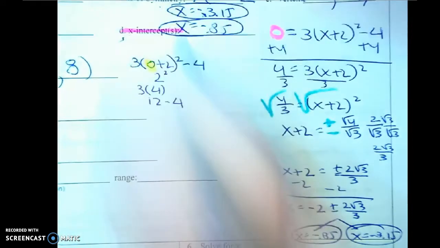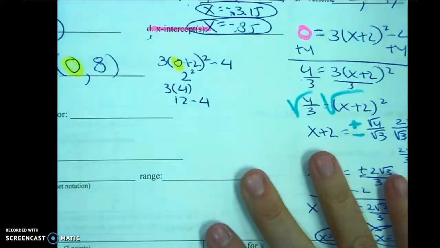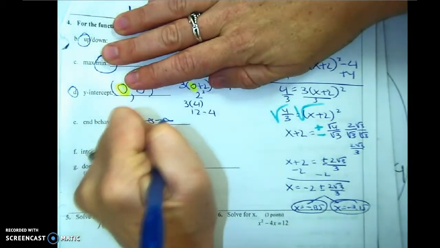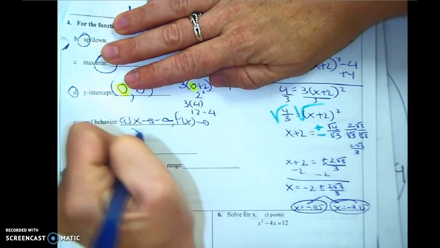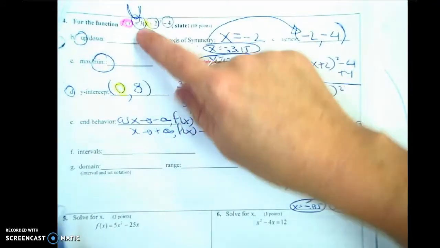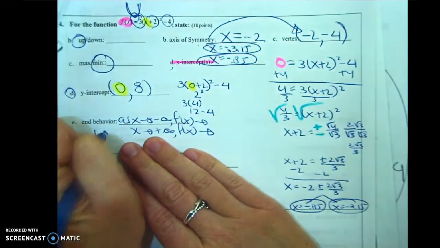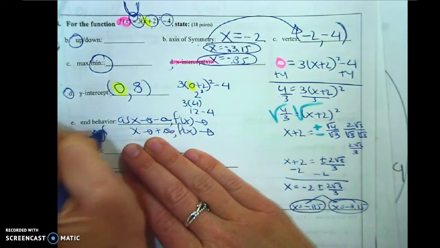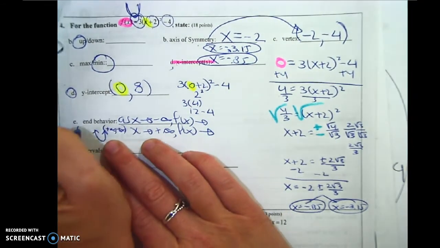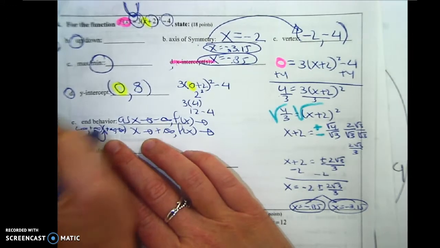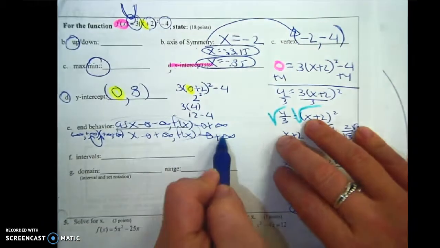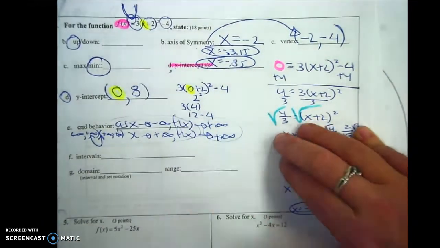Okay? All right, end behavior. Remember for end behavior, as x approaches negative infinity, f of x approaches what? As x approaches positive infinity, f of x approaches what? We know this is going up, okay? So as you're going to the right, positive infinity, it goes up. As you're going to the left, it goes up. So your answer is positive infinity, positive infinity. Memorize that. If it goes up, these are both positive. If it goes down, they're both negative.